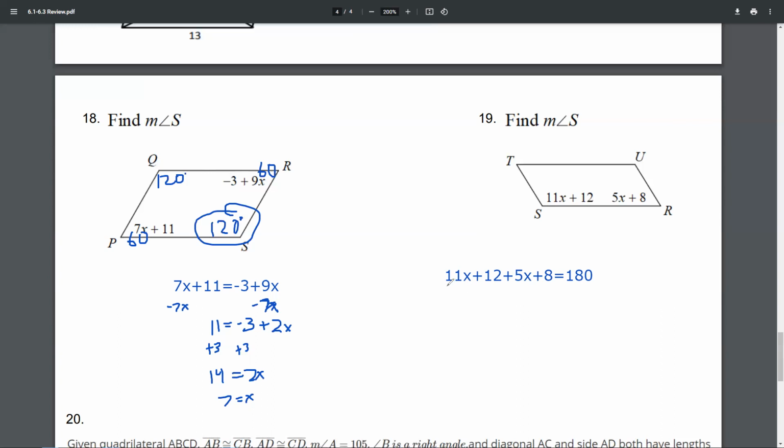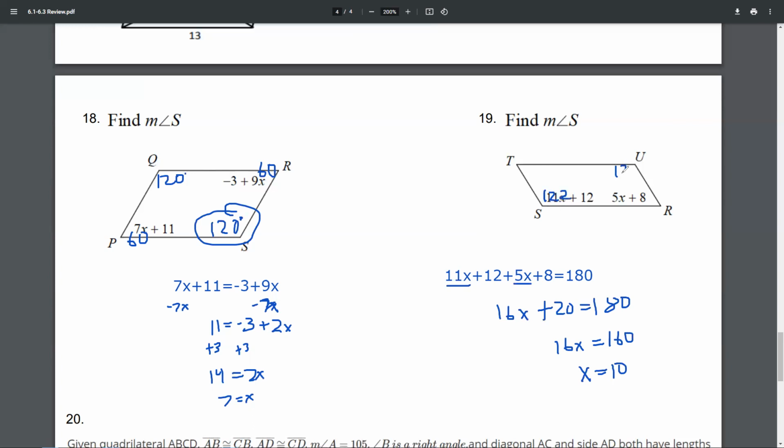Right over here, combine like terms, we have 16x plus 20 equals 180. Subtract 20 on both sides, I get 16x equals 160. And divide 16 on both sides, I get x equals 10. So when I plug that in, 11 times 10 is 110 plus 12, that's 122.